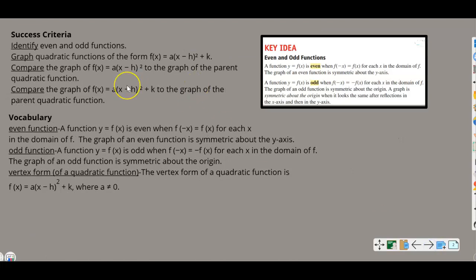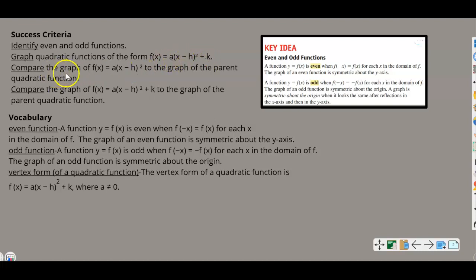All right, the success criteria. It takes the state standards, makes it a little bit easier to understand. So this is what you need to be successful. Identify even and odd functions. Graph quadratic functions of the form f of x equals a times x minus h quantity squared plus k.